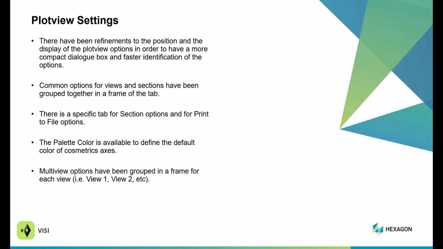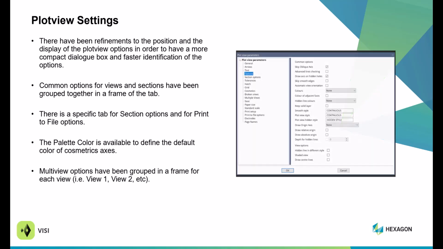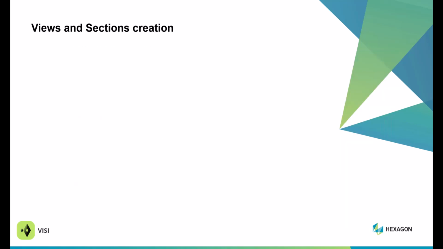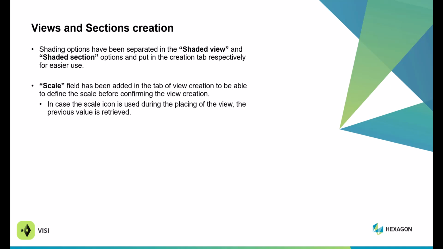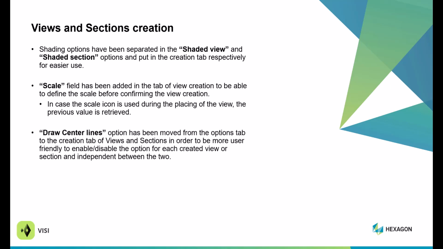For example, each group has its own area. For example, view 1, view 2. Within the view and section creation, the shading options have been separated out as shaded view and shaded section. Scaling is now available within the view tab itself, so you don't have to actually set the scale after the view has already been created. Draw center line has been moved to the options tab from creation view.